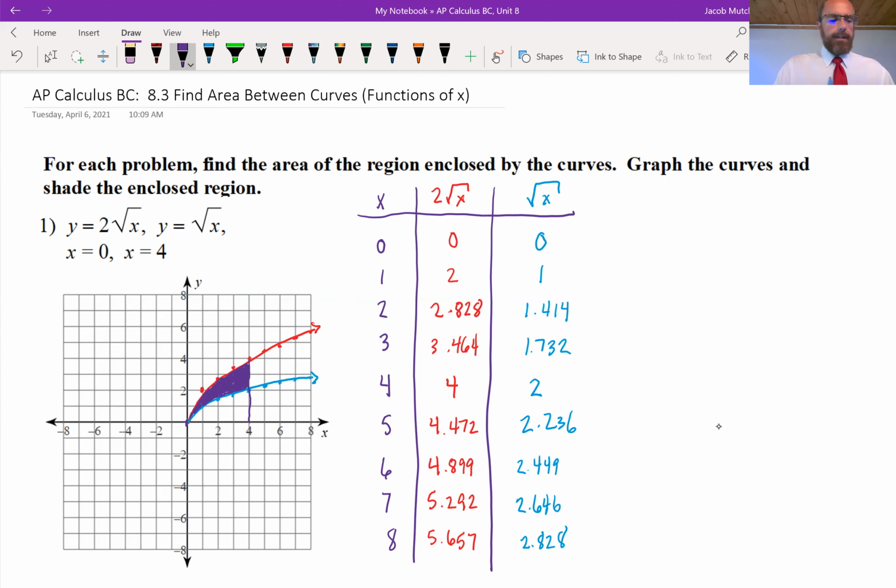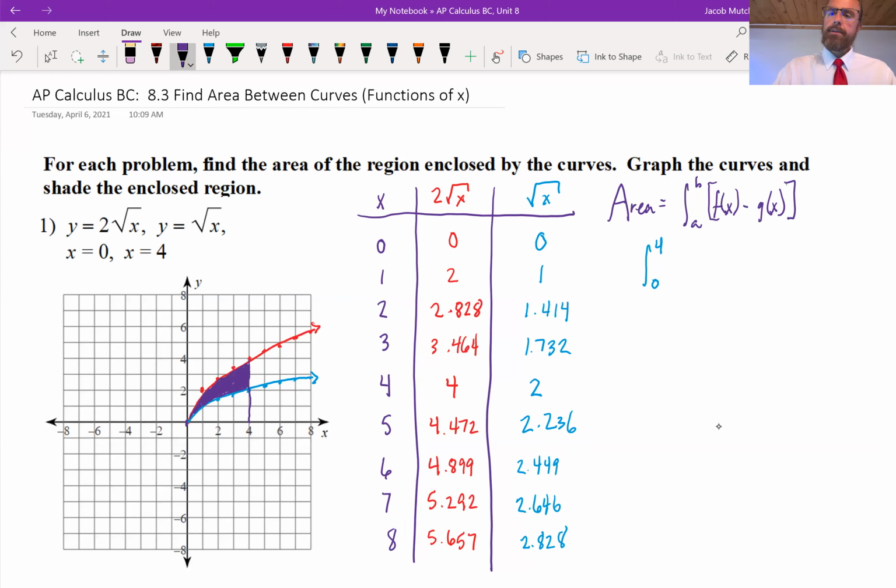So once I've graphed it and visualized it, I want to set up an integral for area. So just in general, the way that we would calculate such an area is that it's going to equal the integration from a to b. So for us, that's going to be 0 to 4. In fact, let's start setting it up. Ours is going to be integral from 0 to 4 of the upper function, we'll just call it f of x, minus the lower function, g of x.